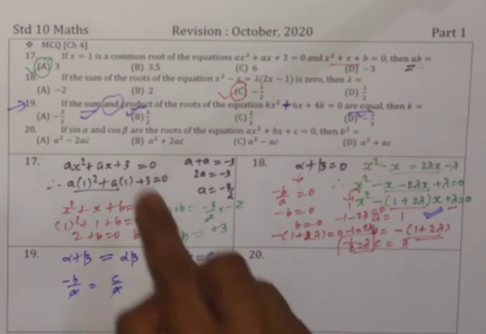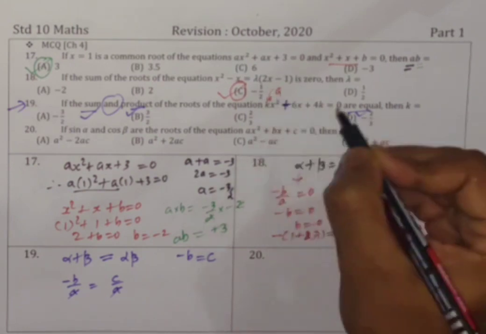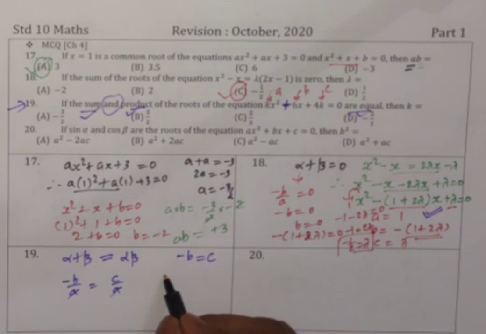Correct? ये कंडीशन मिला. The sum and product are equal, so you are getting minus b equal to c. Okay, what is a? x. What is b? 6. And what is c? 4. Okay, put the value.